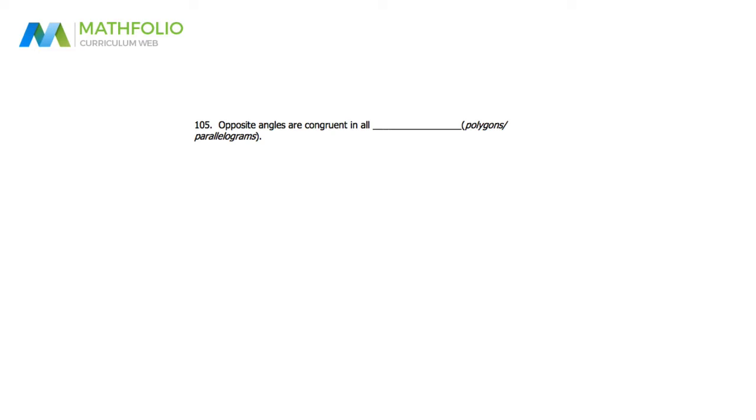Okay, 105. It's talking about opposite angles are congruent in all. Well, polygons is a weird one because polygons are any shape with straight sides that are closed figures. This would even be considered a polygon. So when we're talking about opposite angles, the angles could be anything. So straight away that one doesn't really make sense, but let's take a look at parallelogram. So a parallelogram has two sets of parallel sides that are congruent. So that's a parallelogram. Also, you could squish it a little more or stretch it.